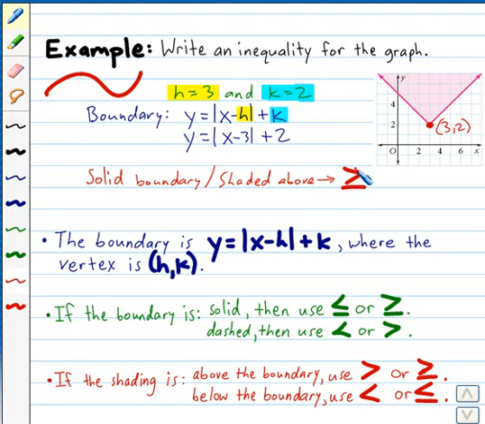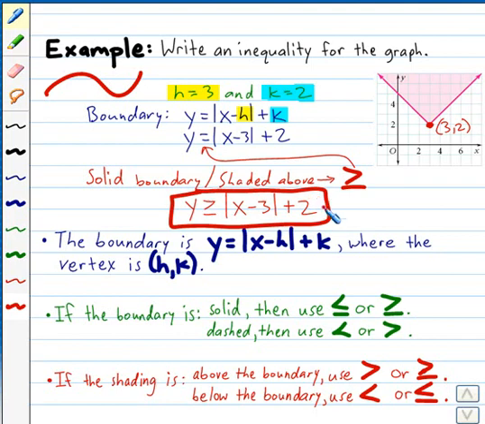And to write our inequality, we just replace the equals in our boundary equation with this inequality. And we get y is greater than or equal to the absolute value of x minus 3 plus 2.